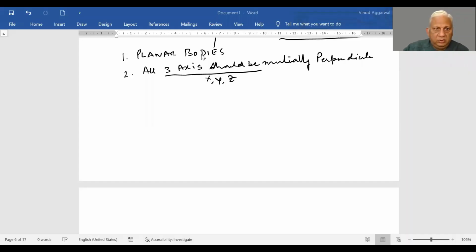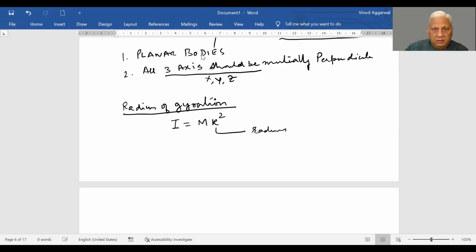Define another term called radius of gyration. If we see the formula, it says the moment of inertia of any body can be defined as its total mass times k square, where k is the radius of gyration. Now, this is just a fictitious quantity. Radius of gyration is defined only to simplify calculations.